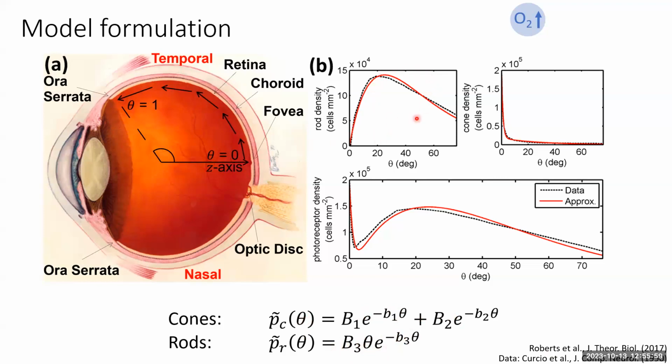So the top left panel here is the rod density. The black dotted line is the data. The red line is my fit to that data. The x-axis here is the eccentricity going from the fovea to the ora serrata. So you can see there's a decent fit between the rod data and the approximation. Similarly for the cones, and then if you add those two panels together, you get the total photoreceptor distribution.